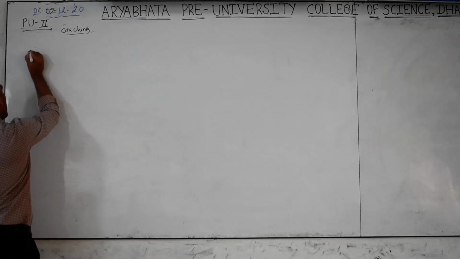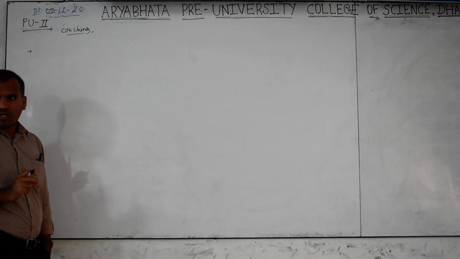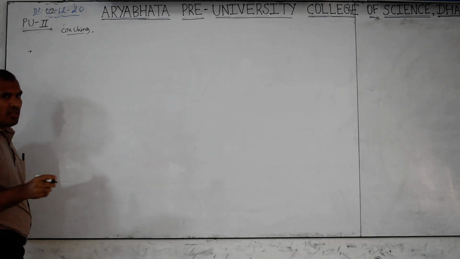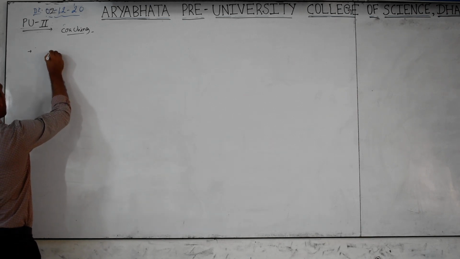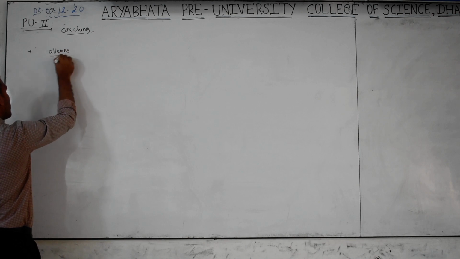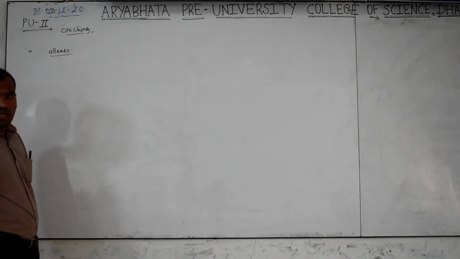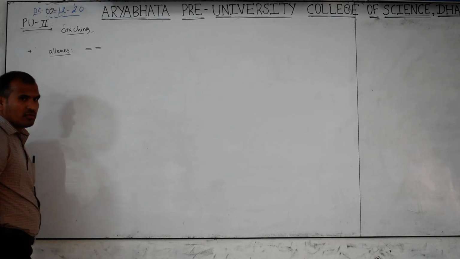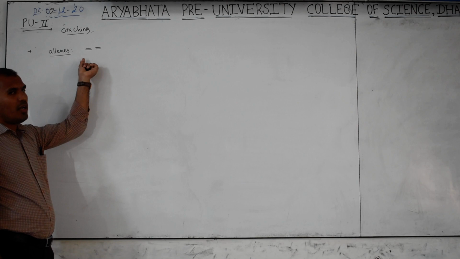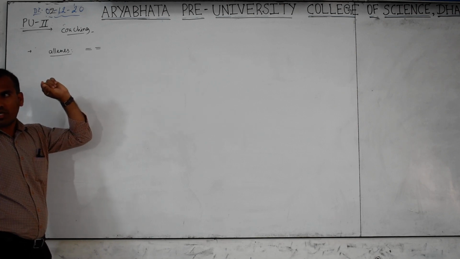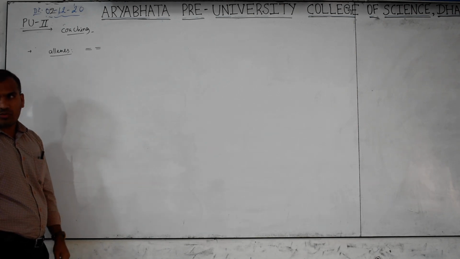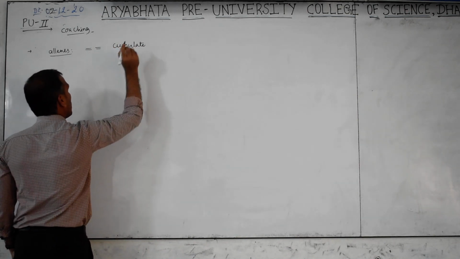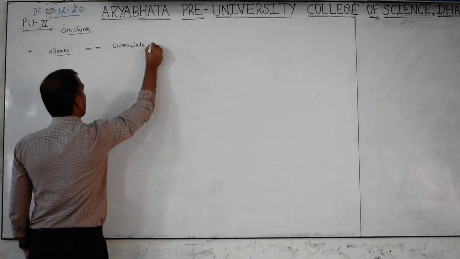Now, what are the possibilities for restricted rotation? Carbon-carbon double bond. One example already discussed, that is alkene. Now, one more alkene type is called allenes. Allene means what? Double bond, next also double bond. This is called a cumulated double bond. So what do you call this? Cumulated alkene.